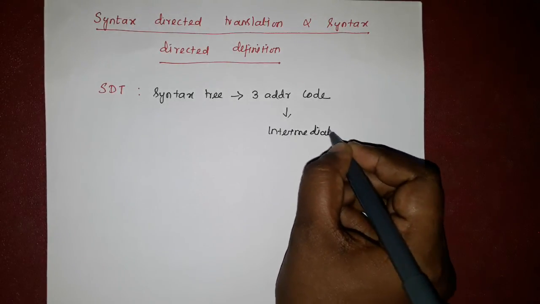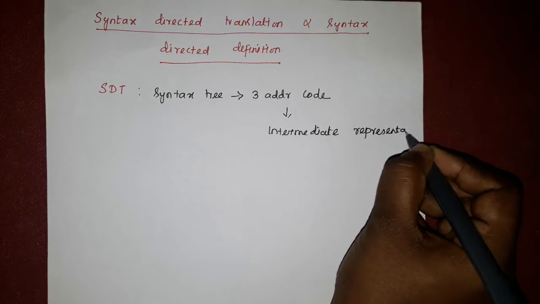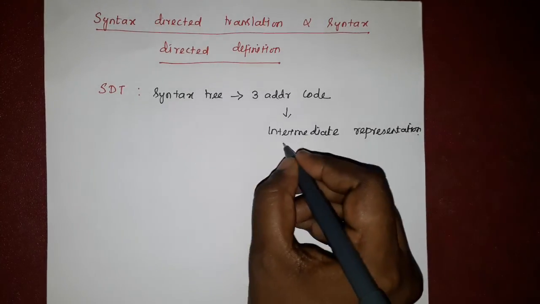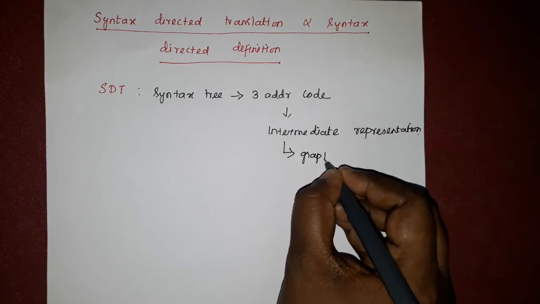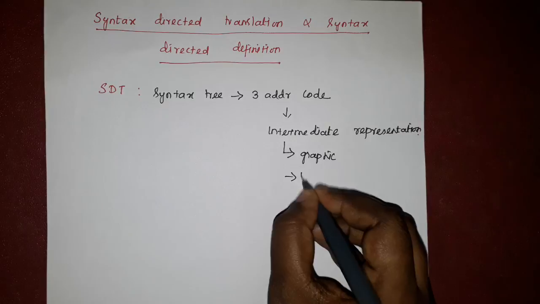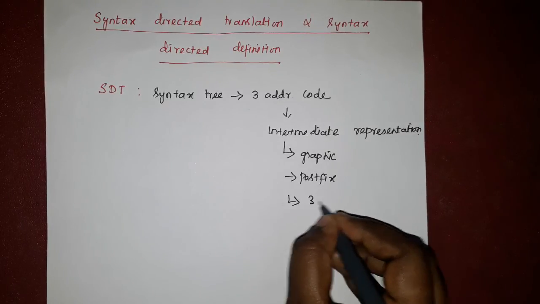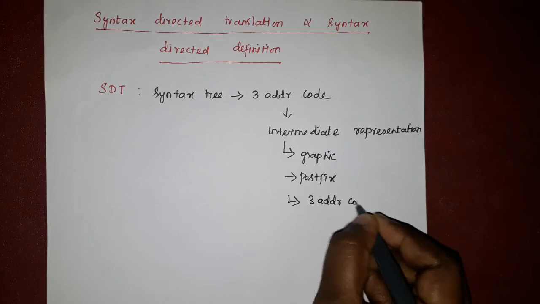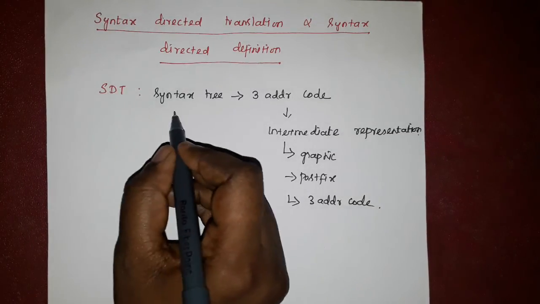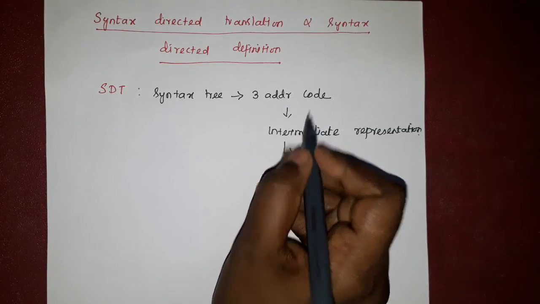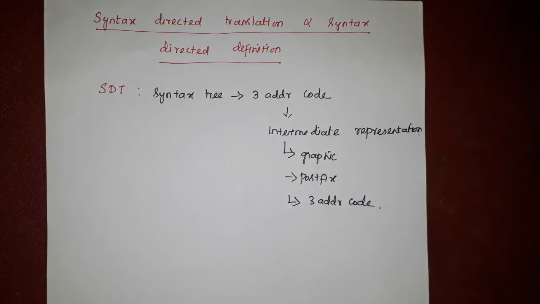There are many types of intermediate representation, and one of the forms is 3 address code. There are 3 types of intermediate representation: one is graphical representation, the second one is postfix notation, and the third one is 3 address code. So here syntax directed translation directly translates the syntax tree into 3 address code. It is one of the forms of intermediate representation.